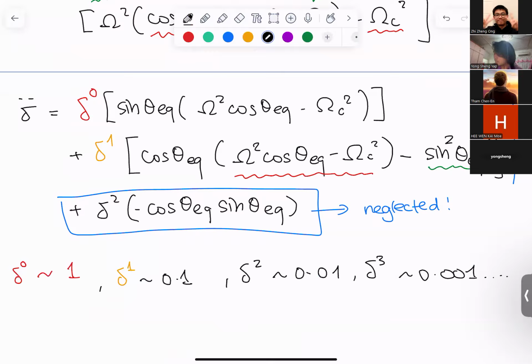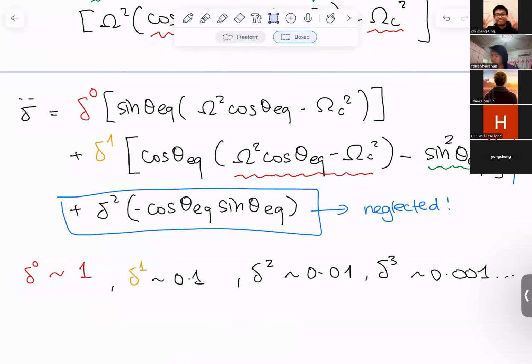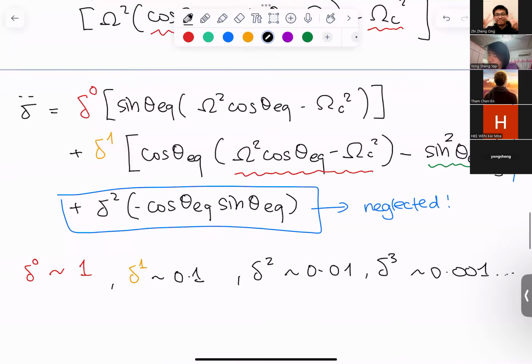The reason why we keep only up to delta to the one when linearizing is that everything else is going to be very, very small, and then we just neglect it. This is why we neglect this term over here, and this is why we neglect this. Because this thing is big and this thing is small, we can analyze things in terms of the smallness of delta. So we analyze the coefficients of the powers of delta separately. And remember, this left-hand side is actually delta to the one with two dots.